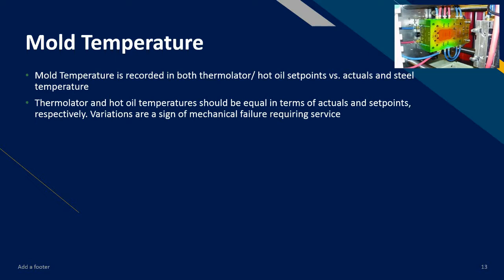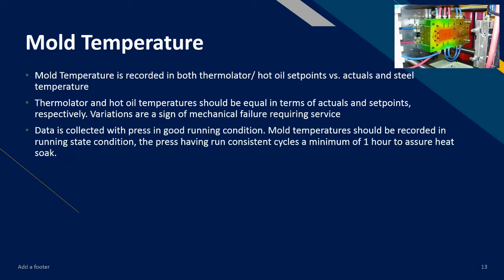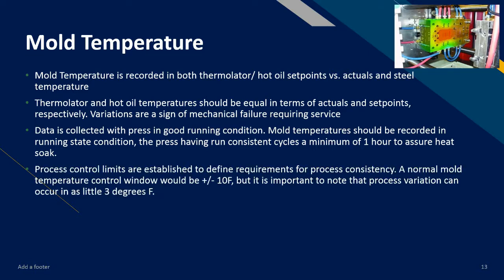An example might be that you have a set point of 200 degrees on the thermolator, but the thermolator is running at 170. Well, that could be a sign that the valve's sticking on the thermolator and it's not allowing it to heat properly. Data is collected with the press in good running condition. Mold temperatures should be recorded in a running state condition, the press having run consistent cycles a minimum of 1 hour to assure proper heat soak.